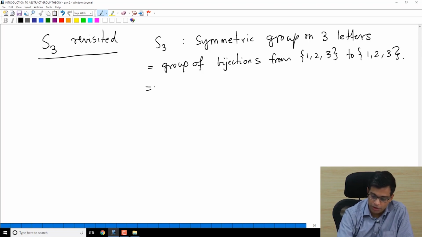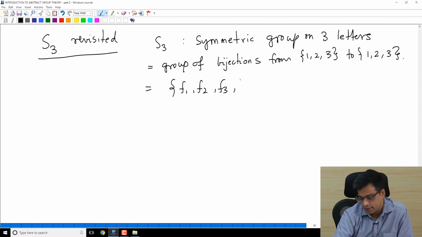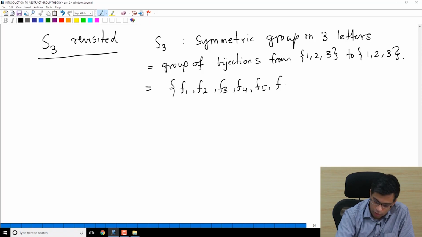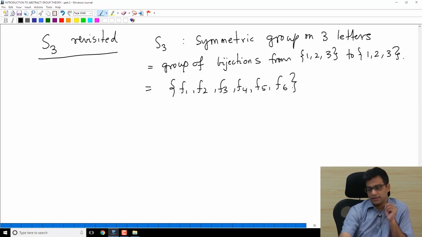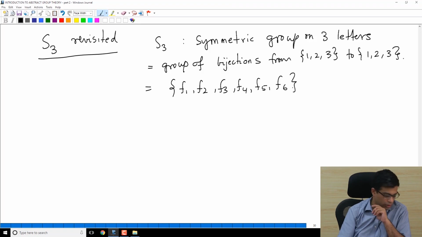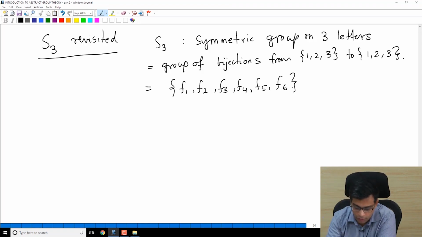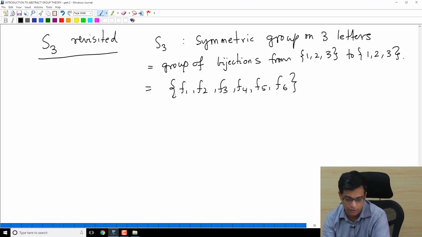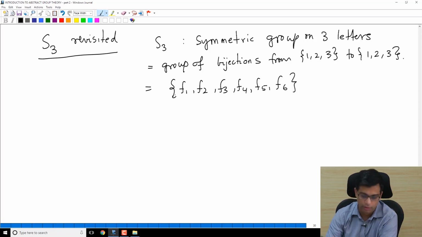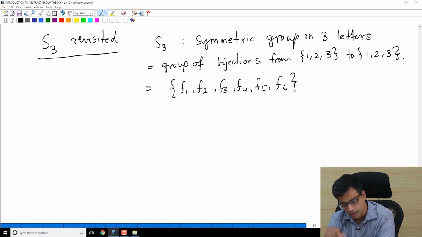Okay, in my earlier notation, which was given in my first video, I concretely told you what the 6 bijections are and gave them the names F1, F2, F3, F4, F5, F6. Now I want to give a more logical, more clear notation for this group, because obviously this is not useful. Right now, what is F2? You have to go back and see what I have called F2. So instead of doing that, I am going to give you a different description of S3, and in subsequent lectures I want to use that description.